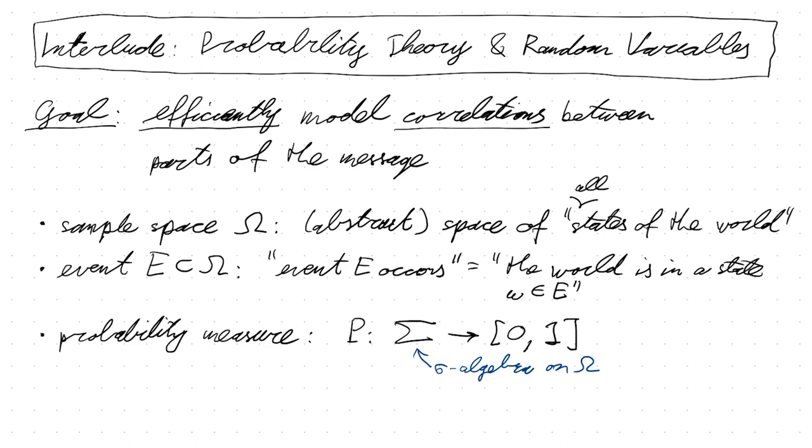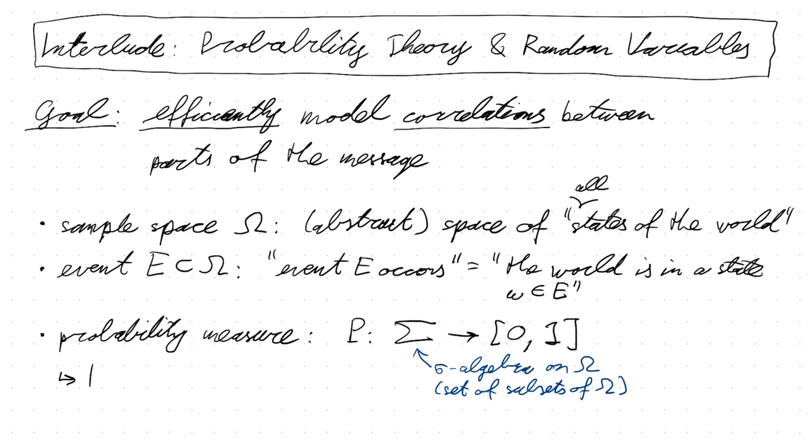I'm not going to go into detail what a sigma algebra is. In brief, it's just a set of subsets of omega, but the set of subsets also satisfies some properties, which basically just make sure that everything that I'm going to say next is even well defined. So what am I going to say next? This probability measure P has to have some properties in order to make it really a probability measure.